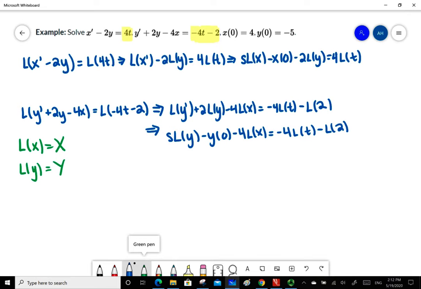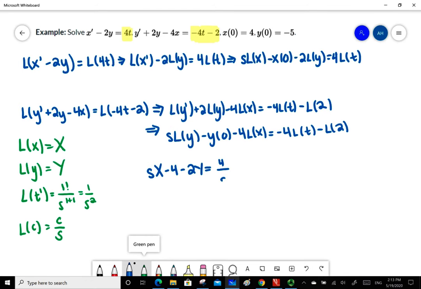If we replace L of x with capital X, L of y with capital Y, plug in the initial conditions, and use that L of t to the first equals 1 factorial over s to the 1 plus 1, and L of a constant c is c over s, we get sX minus 4 minus 2Y equals 4 over s squared. So sX minus 2Y equals 4 over s squared plus 4.